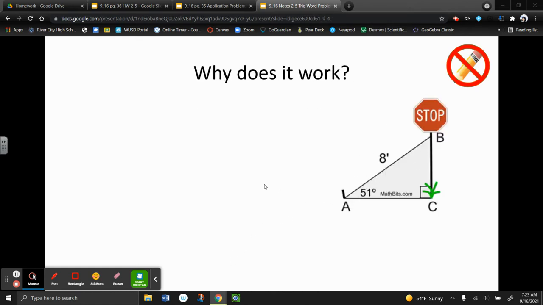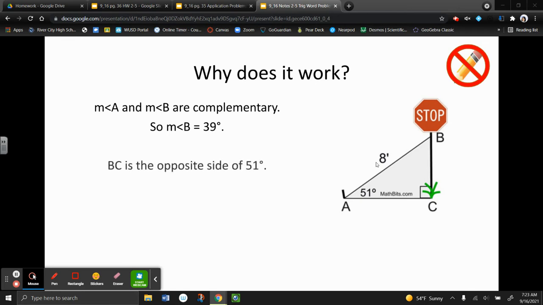So here's an example from the warm-up. We know that A and B have to be complementary. Since this is 90 degrees, and there's 180 degrees in a triangle, the measure of angle B must be 39 degrees. We know that BC is the opposite side of 51, and we know that BC is the adjacent side of the 39-degree angle.